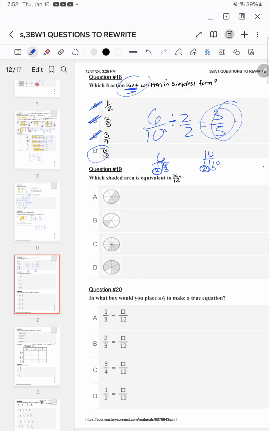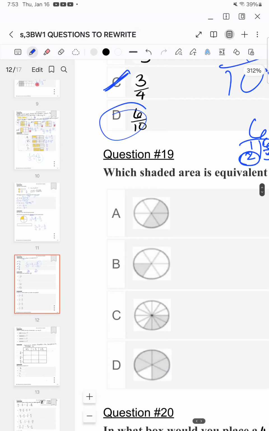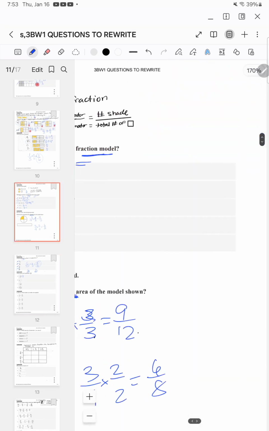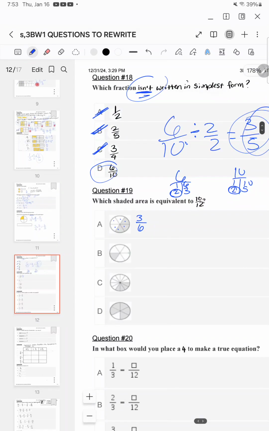Here, which shaded area is equivalent to 10/12? Look at this. 1, 2, 3, 4, 5, 6. 6 parts. And I see 3 are shaded. Here I see 1, 2, 3, 4, 5, 6. Again, 6 parts, 1 shaded. 1, 2, 3, 4, 5, 6, 7, 8, 9, 10, 11, 12. So I got 12 here. And 1, 2, 3, 4 are shaded. 1, 2, 3, 4, 5, 6. And 5 are shaded. You're comparing them all to 10/12.